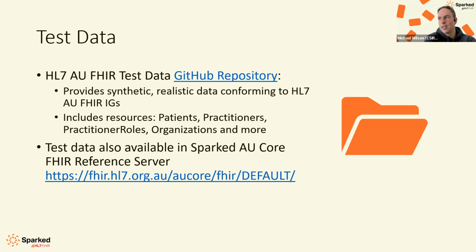So you can use this to load test data into your own servers. We've got specific patients in there that aren't real people and have realistic data. So it's a great resource that you can use for testing and for other things. All of this test data has been loaded into our reference server as well. So if you just had a vanilla server, you could load our test data into it. You could then run the Inferno tests over it, and you'll get pretty good coverage of AU Core just by doing that process.